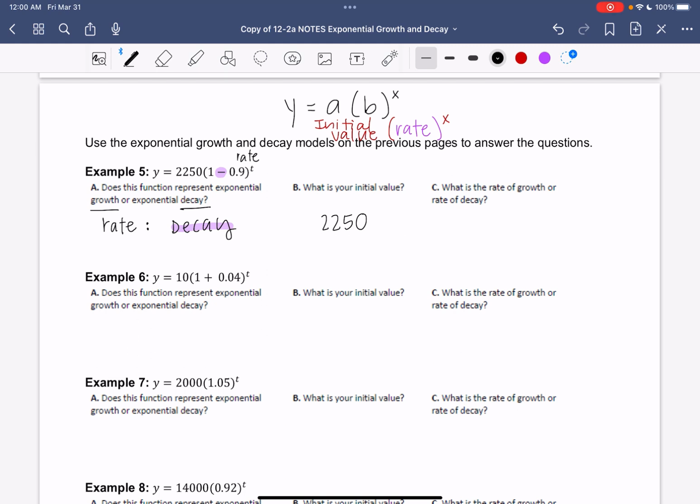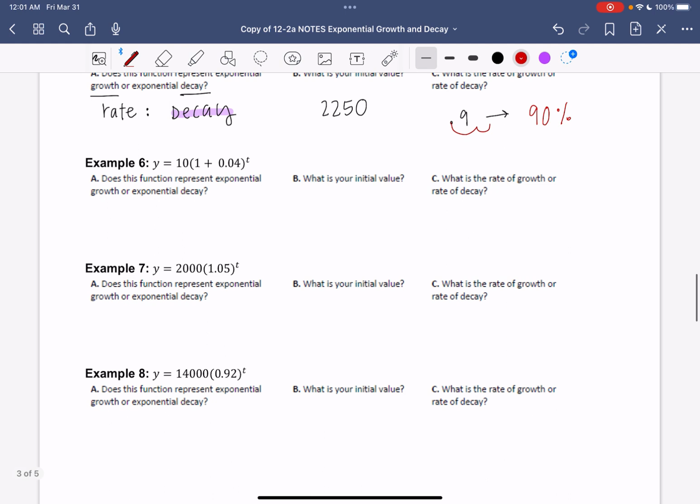All right, so it's subtracting the rate of 0.9, but I want to know what that is in a decimal or a percentage. So just like when I wanted to change a percentage into a decimal, I would move it to the left. Because I'm given a decimal and I want the percentage, I'm going to move it to the right. So this is 90% decay.